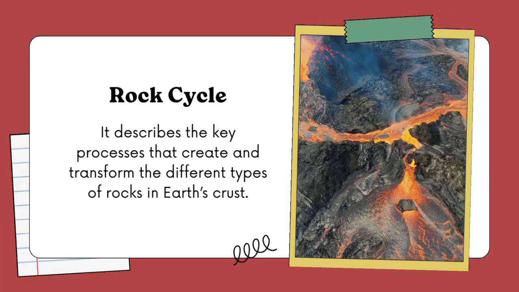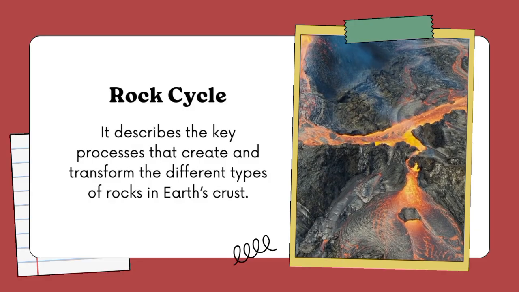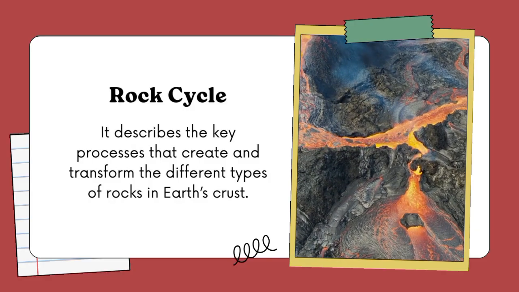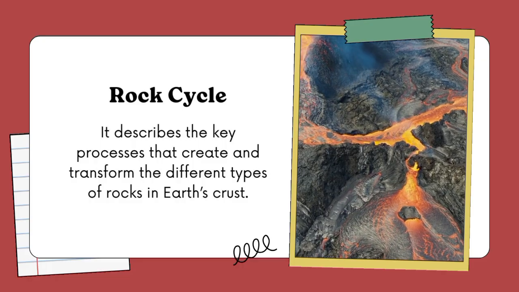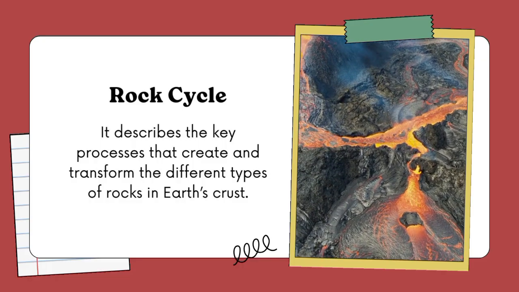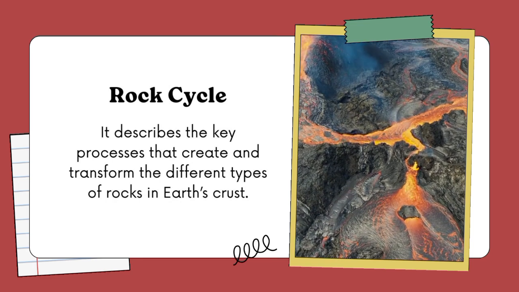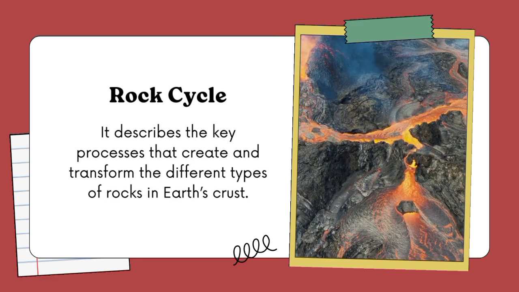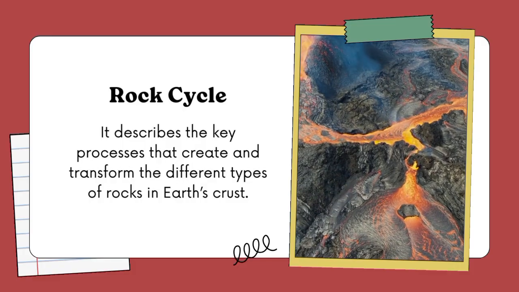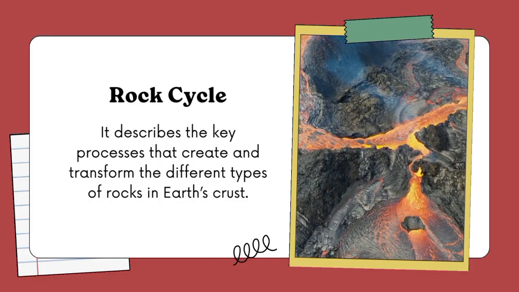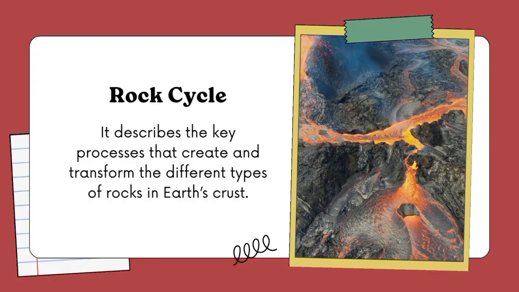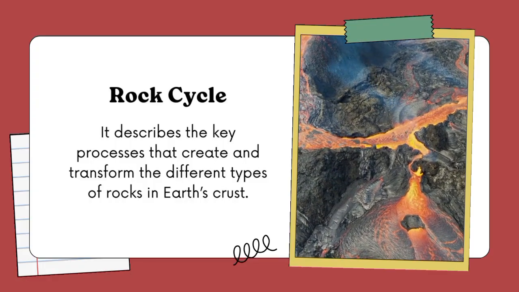And now let's discuss the rock cycle. When we say rock cycle, it is the process that creates and transforms the different types of rock in the Earth's crust. So when we say that it creates and transforms different rocks, we have three different types of rock. First is the igneous rock, second, metamorphic rock, and last, we have the sedimentary rock.